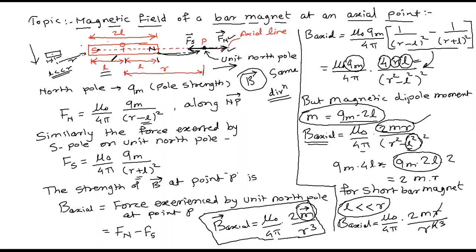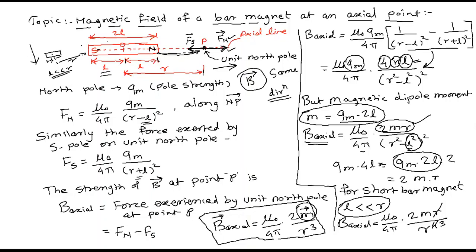So this is the final conclusion that we have got from this particular derivation of the magnetic field of a bar magnet at an axial point. Now, dear student, we will proceed to the magnetic field of a bar magnet at an equatorial point. I hope you have noted down all these things, and I don't think you will find any difficulty understanding this derivation.